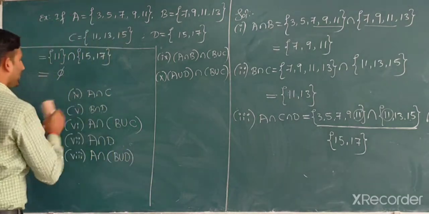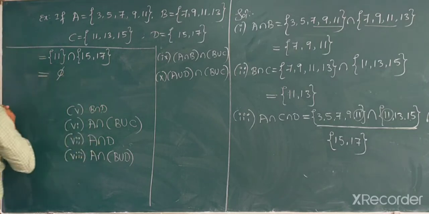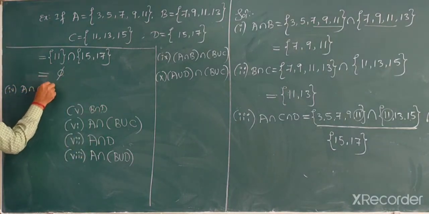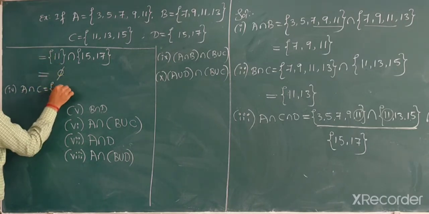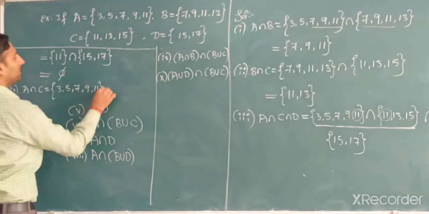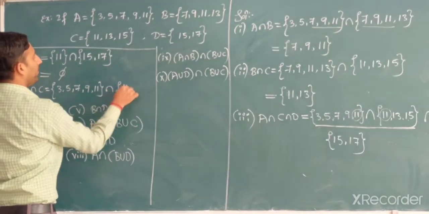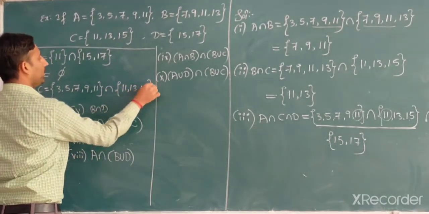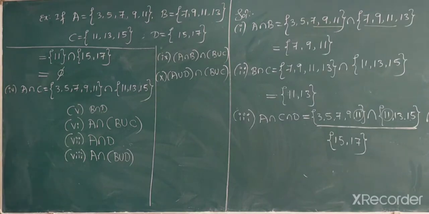After that, we move towards the fourth one, that is A intersection C. What is the value of A? {3, 5, 7, 9, 11}. A intersection C, {11, 13, 15}.